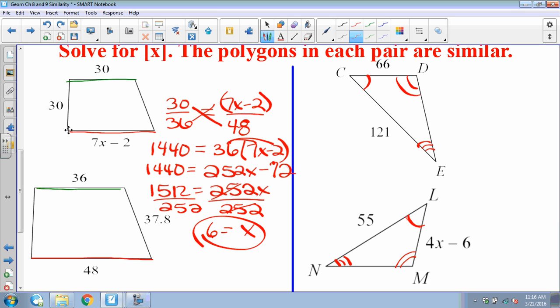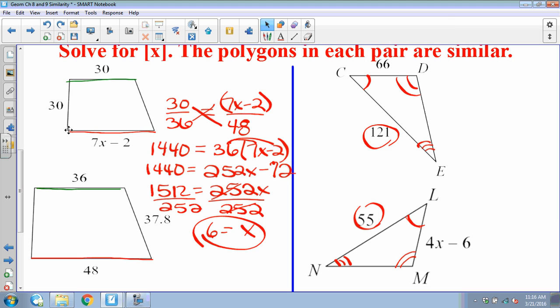So I see this 121 side CE is between angle 1 and angle 3, right? So between 1 and 3 on the second figure is in L, that's 55. So I know that this angle corresponds with that angle based on their placement. Do you see that? Okay?